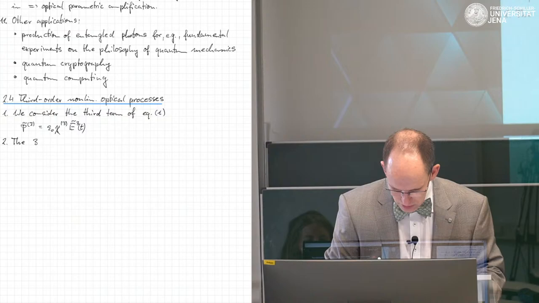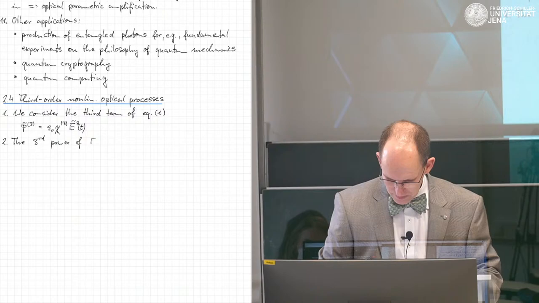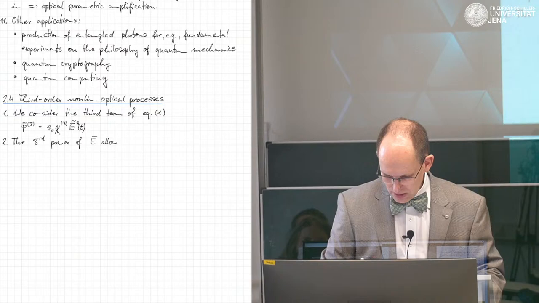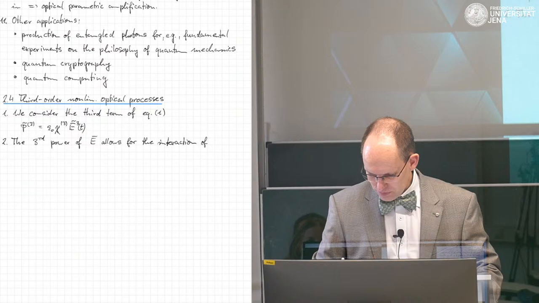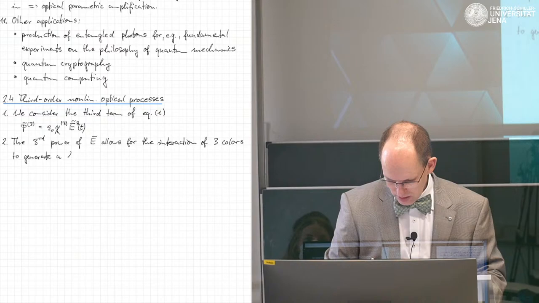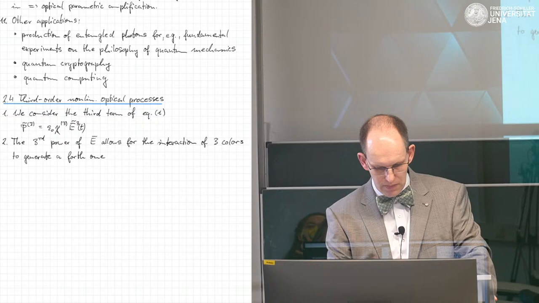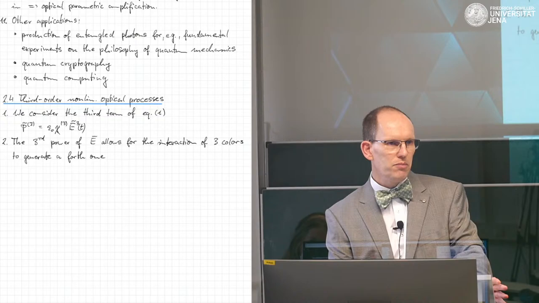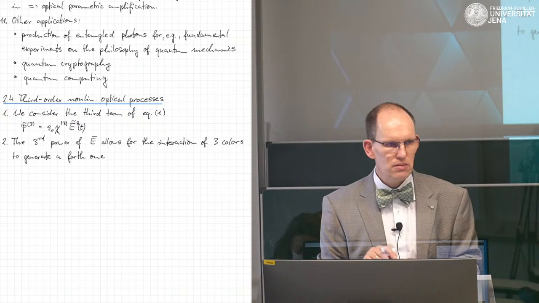The third power of E allows for the interaction of three colors to generate a fourth one. Now, in the most general case, and this is the reason why people speak of four-wave mixing. Yeah? So you combine three colors to produce a fourth one. But of course, there will be back action of the fourth color to the three others. Yeah? Four-wave mixing.